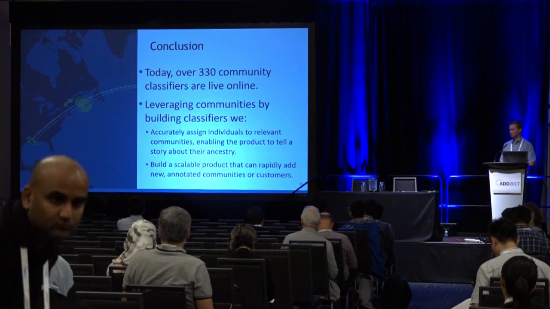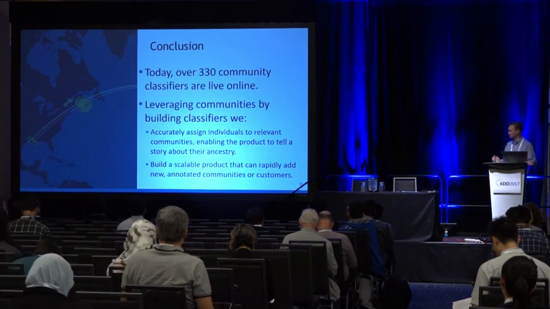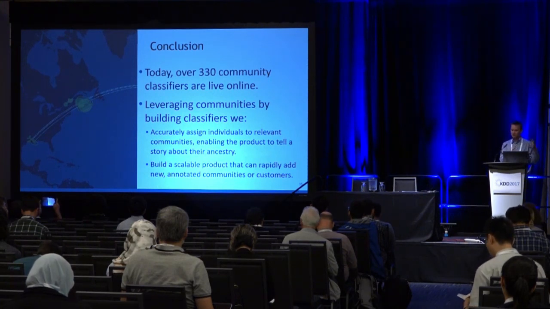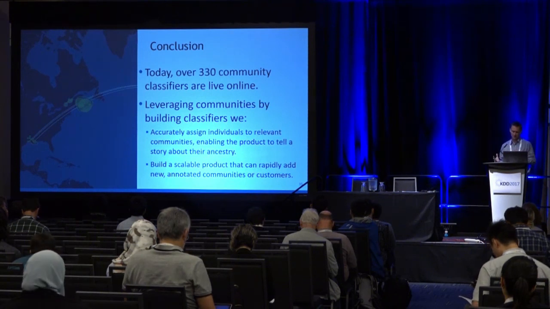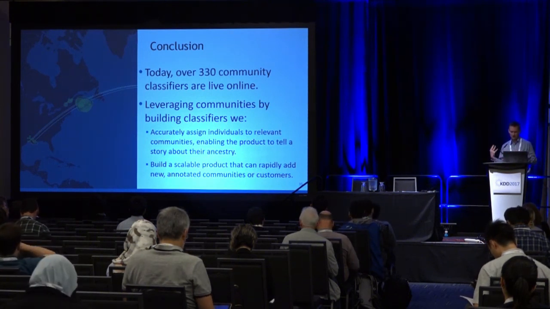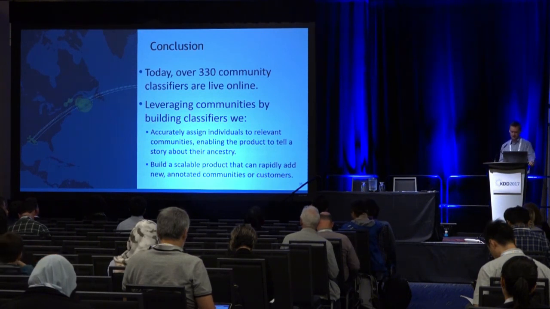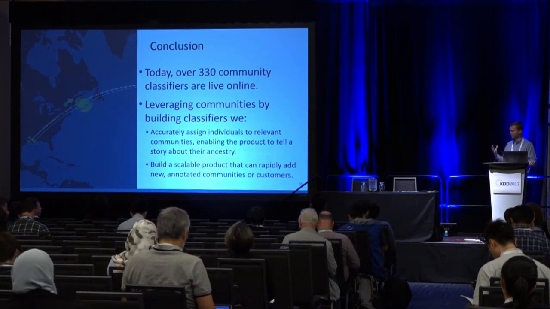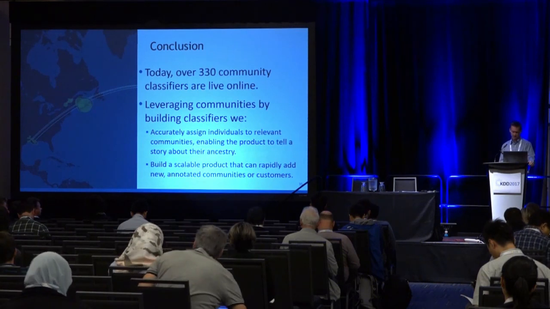Today, we've expanded on the system, and over 330 community classifiers are live online. This work shows that by leveraging these communities discovered in an unsupervised way, we're able to build a supervised system that will take individuals and accurately assign them to these relevant communities, and that we can then build a scalable product that can rapidly add or take out these communities and customers as they come in.